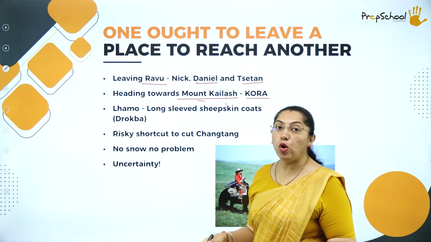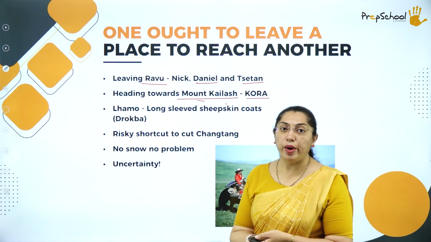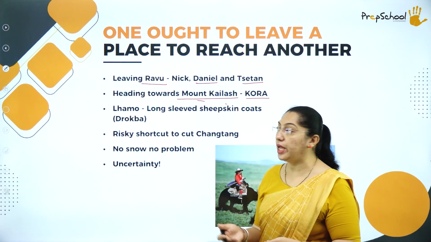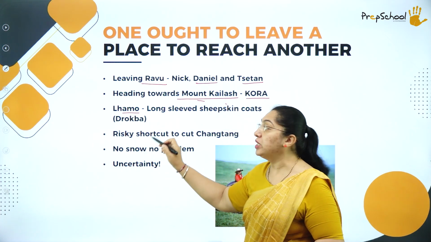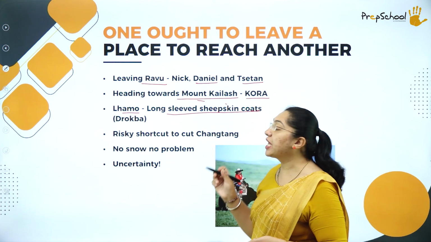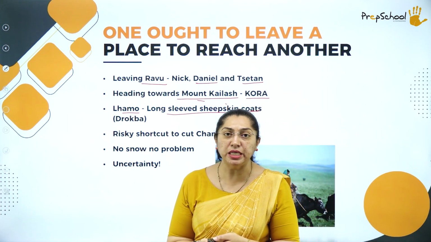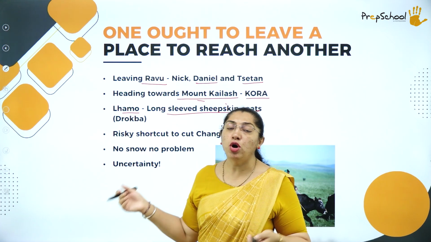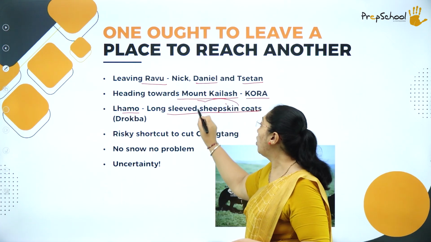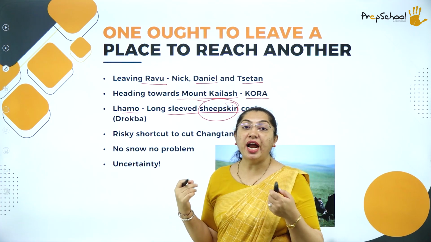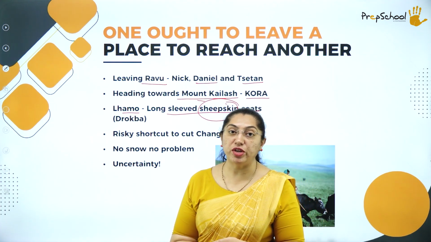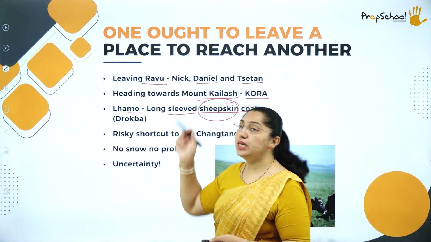When they were going, the place was very cold, and snow was falling. So a Lamo, which is a long-sleeved sheepskin coat, was given. As it was very cold and snow was falling, a long-sleeved coat made out of sheepskin was given to Nick and Daniel.